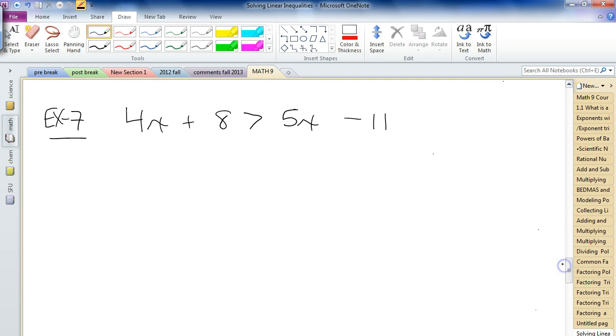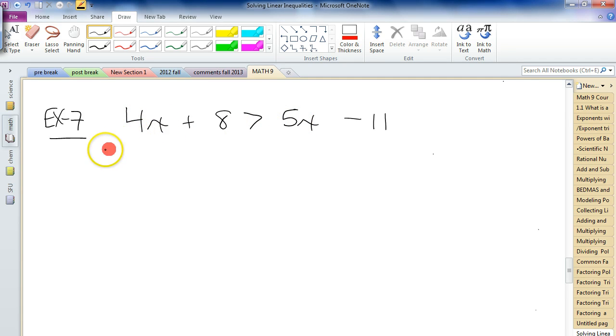Okay, how about this one here? We've done these before, variables on both sides. You have an x there and an x there. And like I said in that previous video, what happens when you have variables on both sides? Get rid of one of them. Who do you get rid of? Pick on the small one. 4x is less than 5x. So let's get rid of this 4x.